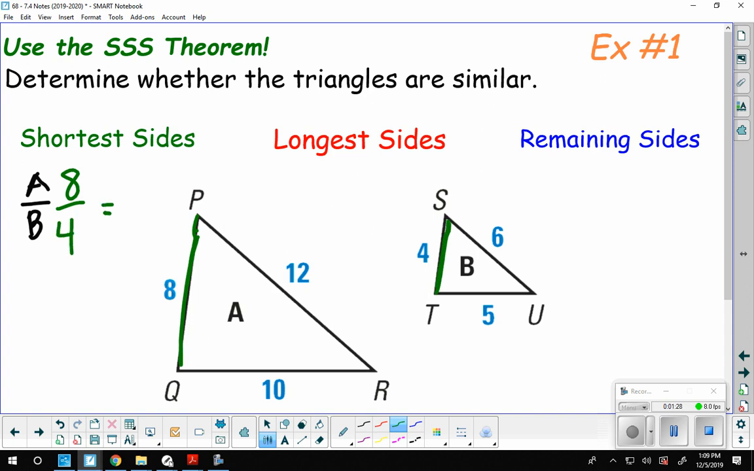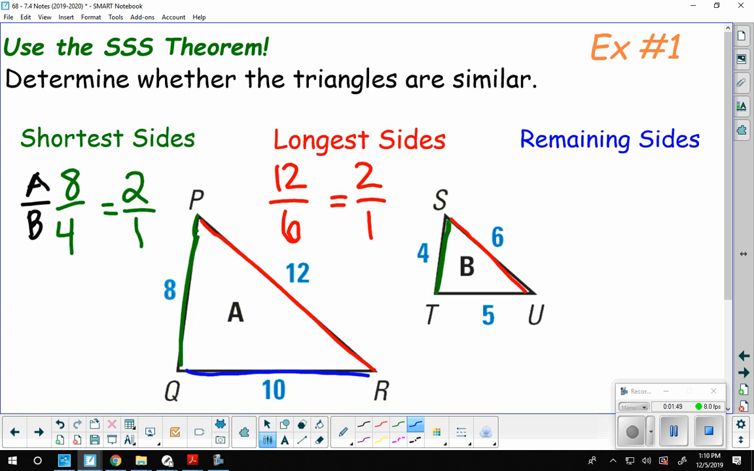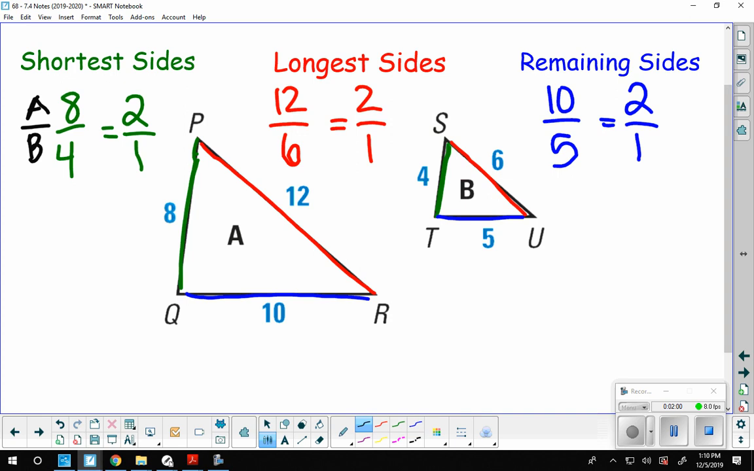So 8 divided by 4 is 2, so that simplifies to 2 over 1. The longest side in triangle A is 12, and the longest side in triangle B is 6, and 12 divided by 6 is 2, so that simplifies to 2 over 1. So far, the ratios are equal, but we need to check the remaining sides as well. So 10 in triangle A over 5 in triangle B. 10 divided by 5 is 2, so that simplifies to 2 over 1. So because my three ratios are equal, 2 over 1 equals 2 over 1, which equals 2 over 1, we can conclude that these two triangles are similar.